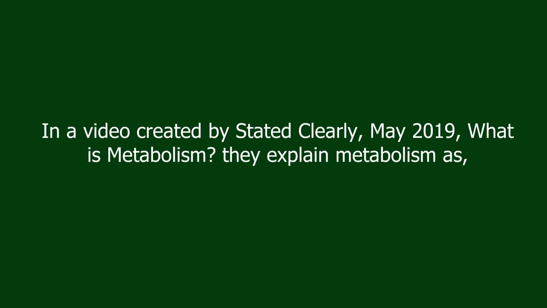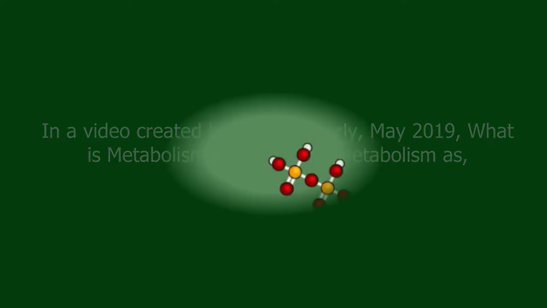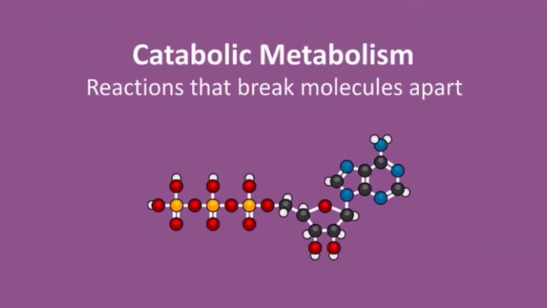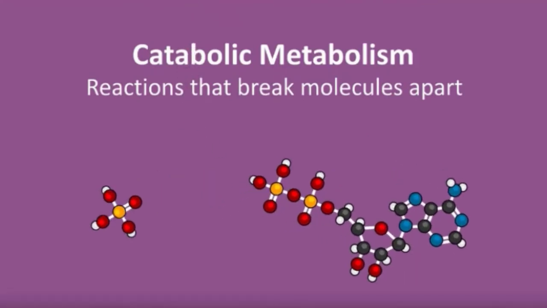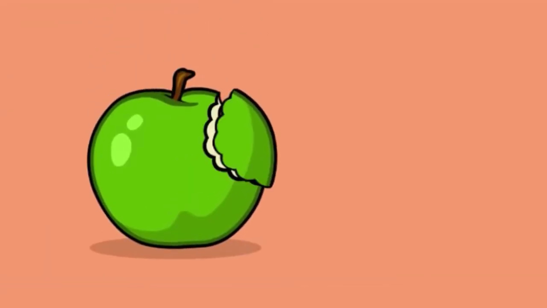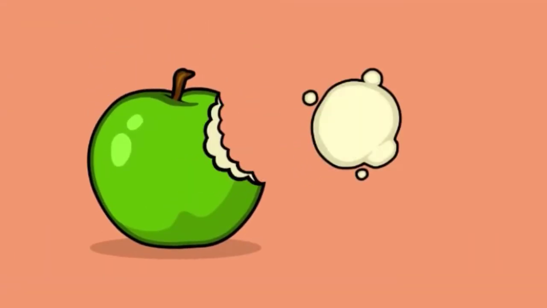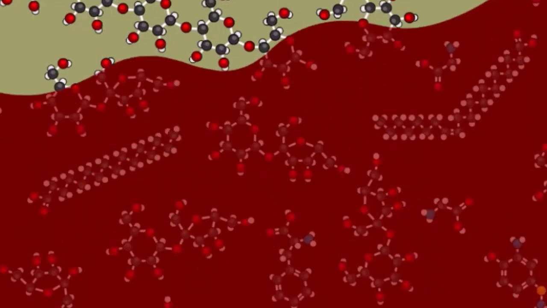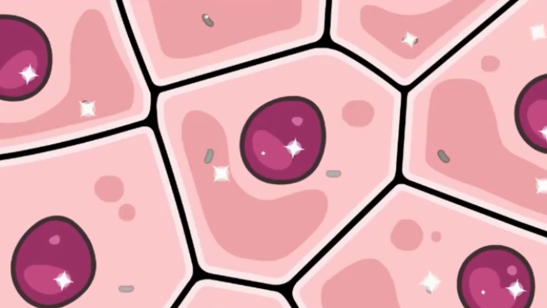In a video created by Stated Clearly, May 2019, "What is metabolism?", they explain metabolism as anabolic metabolism, reactions that join molecules together to build new ones, and catabolic metabolism, reactions that break molecules apart. To remember the difference, think catabolic as in catastrophe, because catabolic reactions destroy things. When you eat an apple, your digestive tract breaks it down into individual molecules, sugars, fats, and amino acids. These are absorbed by your intestines, enter the bloodstream, and are then distributed to the cells of your body. Once inside the cell, metabolic reactions take over, transforming those molecules into little bits of you.